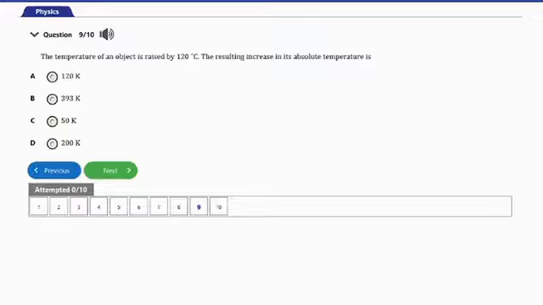So if you raise the temperature in Celsius by 120 degrees Celsius, the temperature in Kelvin will also be raised by 120 Kelvin. And that's just it for that question.